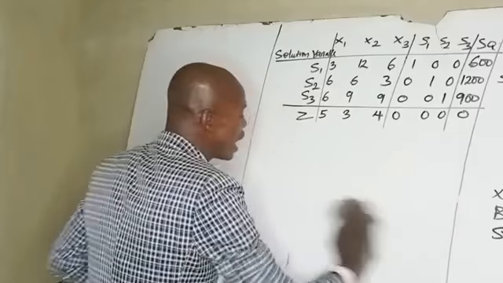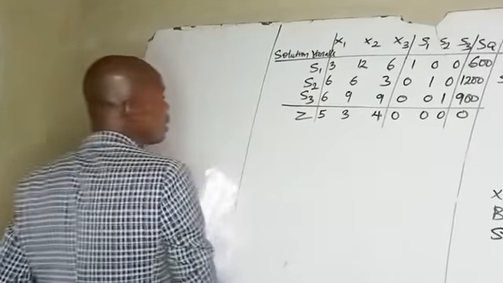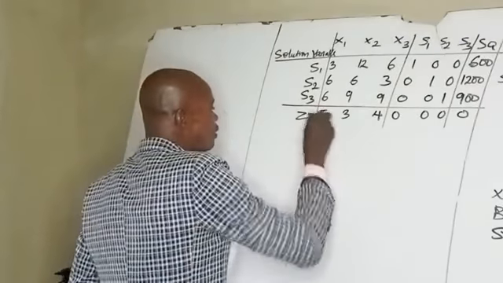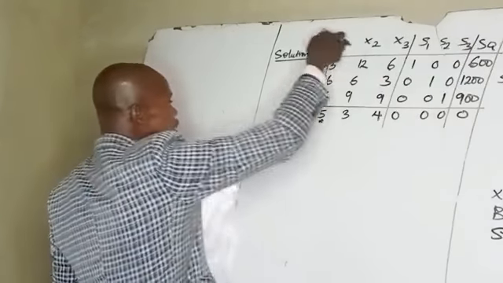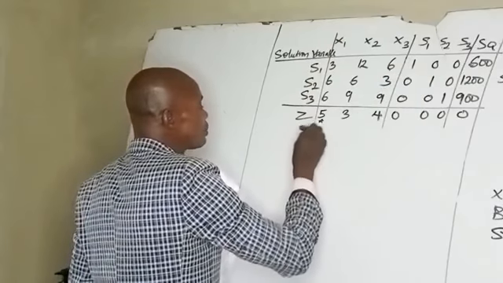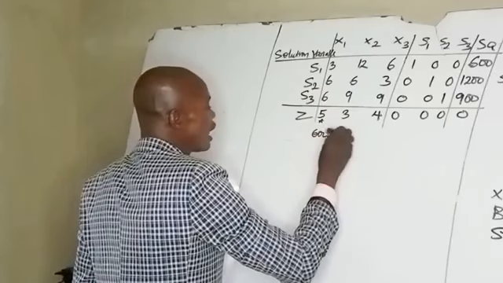Then the next step is to identify the pivot. The highest value in the objective row is 5. You divide the solution quantity by the number in that highest column. So we have 600 divided by 3, that is 200.